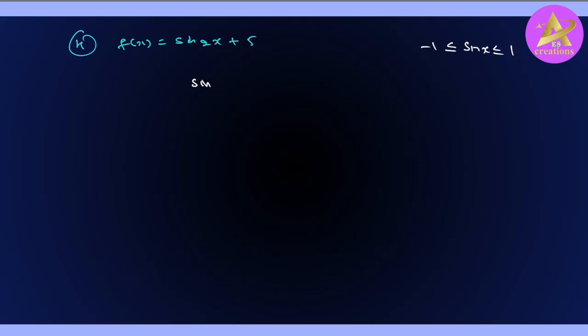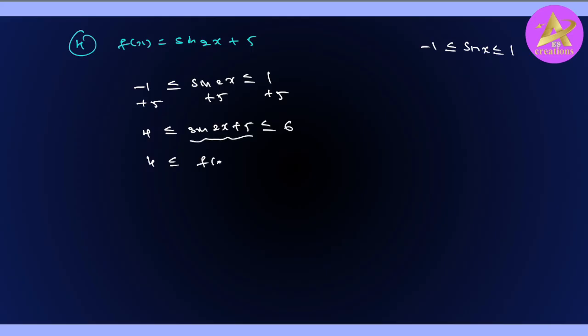Similarly sine 2x also is between -1 and 1 only. Additionally 5 is there, just add plus 5. Throughout the inequality add plus 5, we get -1 plus 5 is 4, which is less than or equal to sine 2x plus 5, less than or equal to 1 plus 5 is 6. So 4 is less than or equal to f of x, which is less than or equal to 6. Finally, what is the interval we get? f of x belongs to [4, 6].